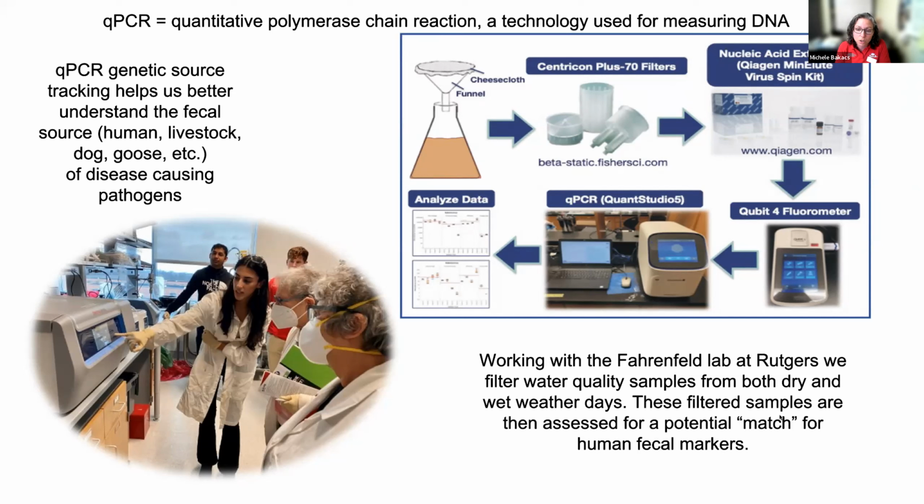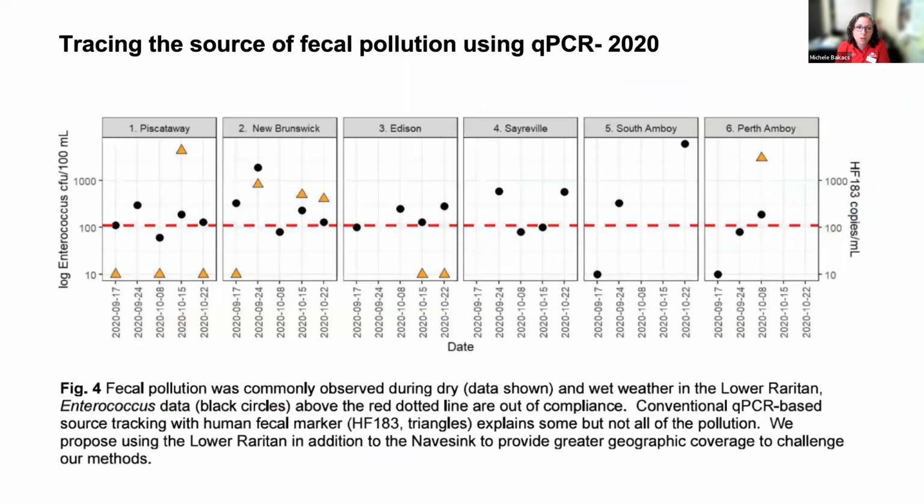The samples are filtered and assessed for potential match for human fecal markers. So that's what this data is showing us here. They're using qPCR to tell us whether or not the pollutants that we're seeing are a result of human sources of pollutants. So this data is from 2020. It's a couple of years old now.